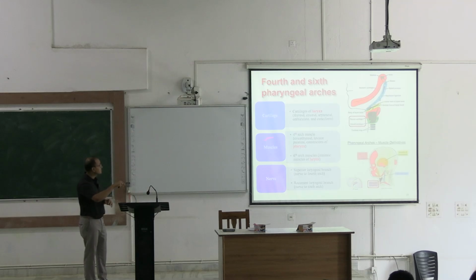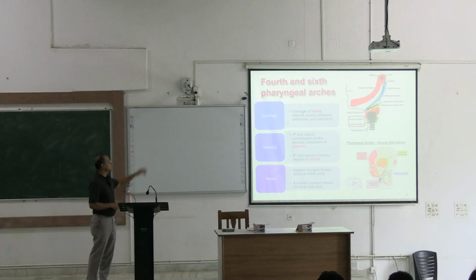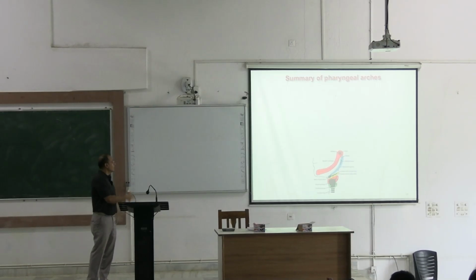Now all the muscles present here are supplied by branches of the vagus. The vagus has two branches: the superior laryngeal and the recurrent laryngeal. These branches of the 10th cranial nerve, the vagus, supply all the muscles of the pharynx and all the muscles of the larynx. So together they supply all the contributing factors related to the muscles of the pharynx and larynx, and the cartilages.